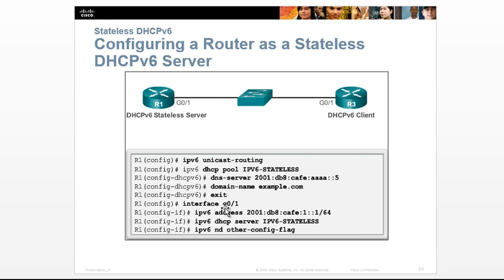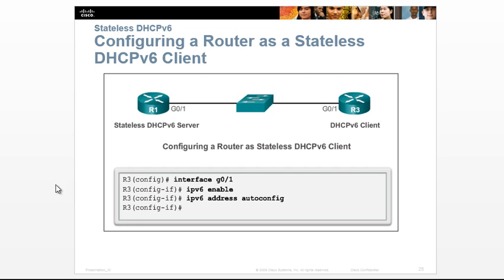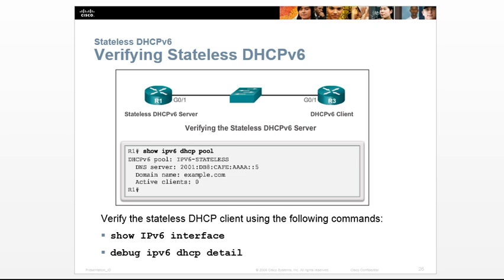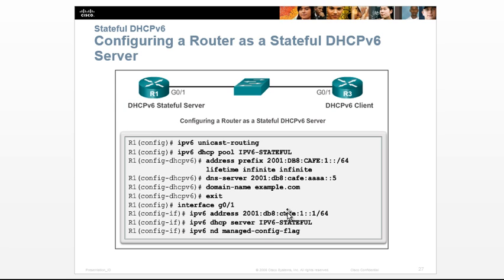We'll go to interface gigabit 0/1, and we'll issue the command ipv6 address, give it a 1, a /64 subnet, which these are common. We'll turn the server on with ipv6 dhcp server stateless, and then we'll issue an other-config-flag to put the rest of our commands in. Finally, we've got to turn it on, so ipv6 enable and then address autoconfig. To verify it, we can do show ipv6 interface, and we can debug ipv6 dhcp detail to show the details.